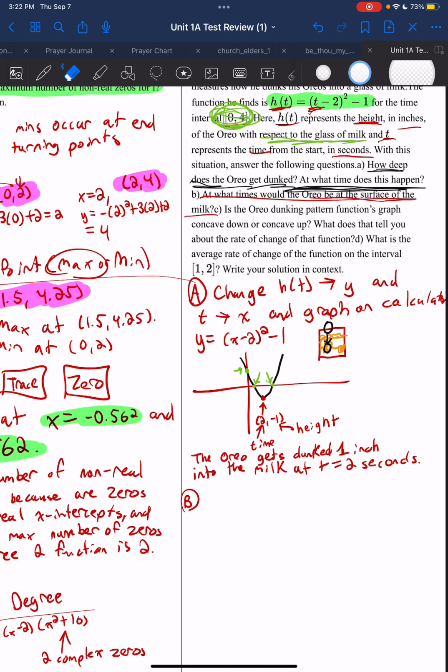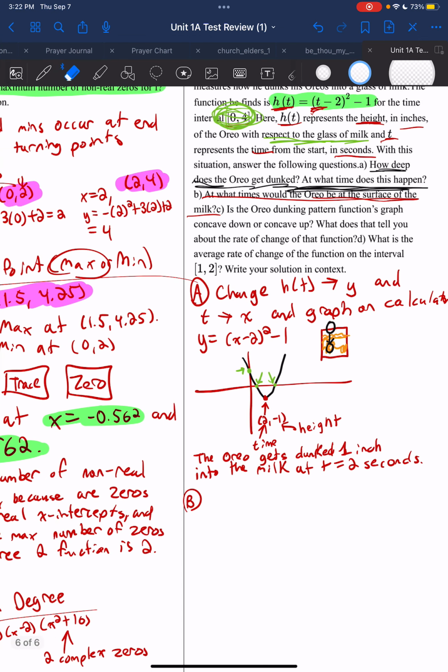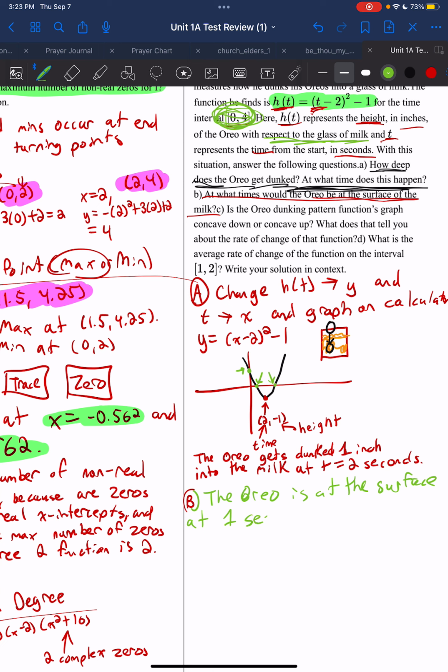So in context, let's see what it says for B. At what times would the Oreo be at the surface of the milk? The Oreo is at the surface at 1 second and 3 seconds. Okay, C.